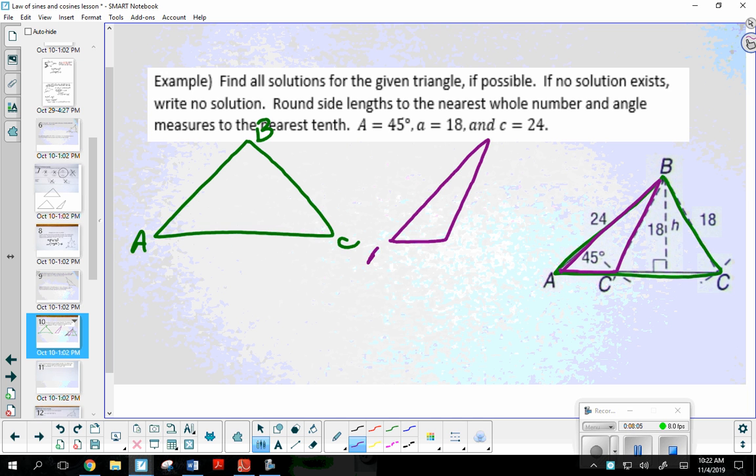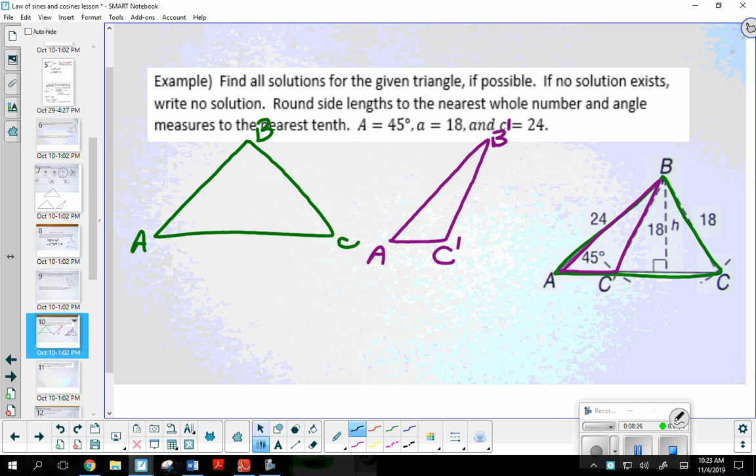Okay, now I still have angle A, but these original angles B and C are not going to be the same measurement that we have in this new triangle. So that's why here it calls this C prime. So we'll go ahead and call this top one B prime. Okay. Is everybody okay? Any questions?